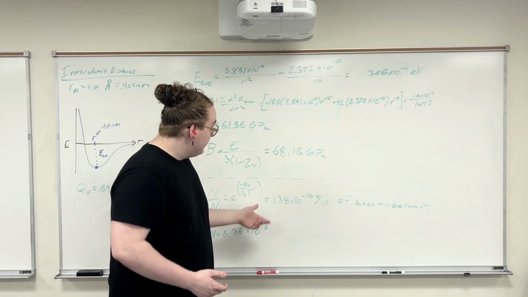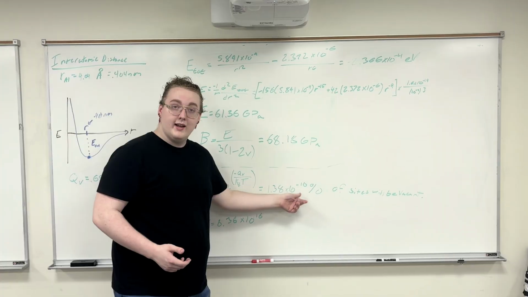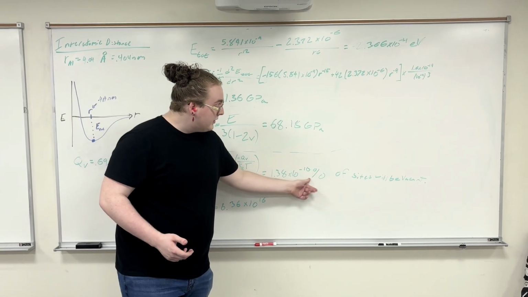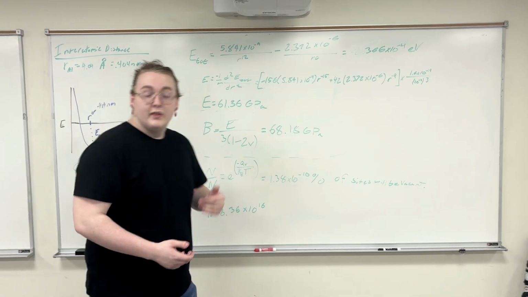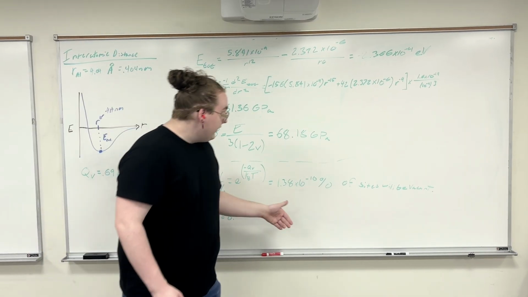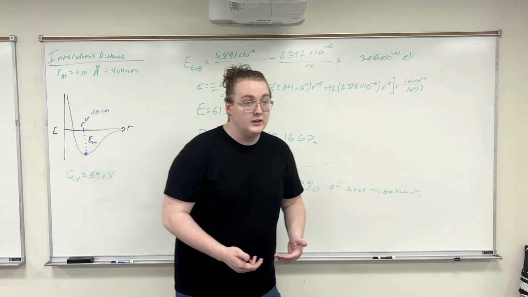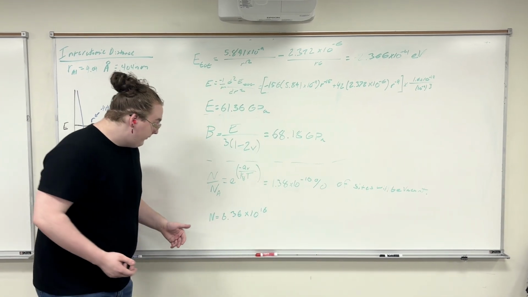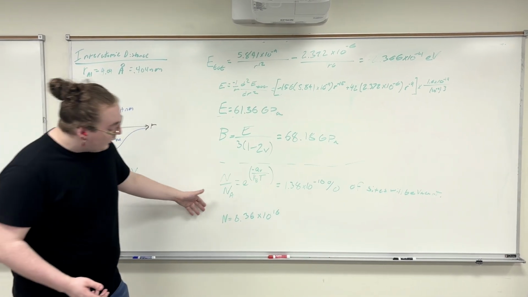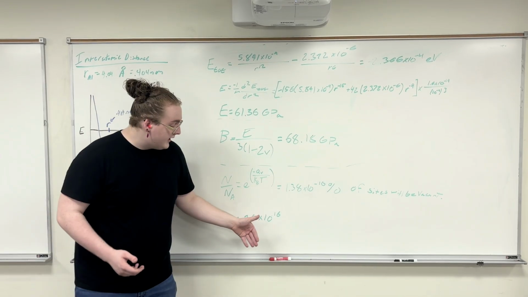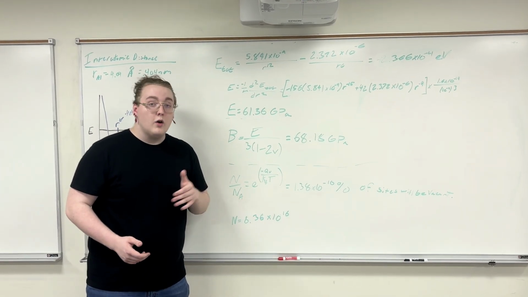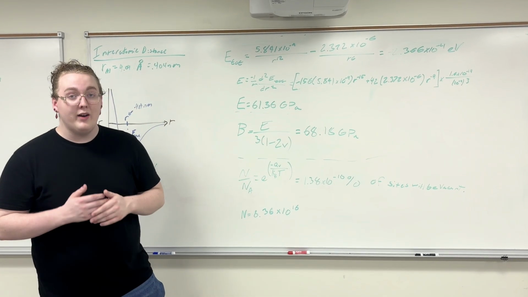This was equal to 1.38 times 10 to the negative 10% of sites, meaning 1.38 times 10 to the negative 10% of sites will be vacant. That means, for our N, we found that 8.36 times 10 to the 18 sites overall were vacant and would not have an atom within its site.